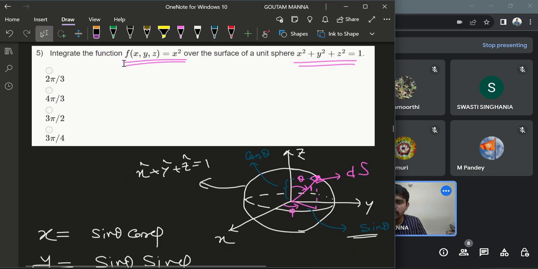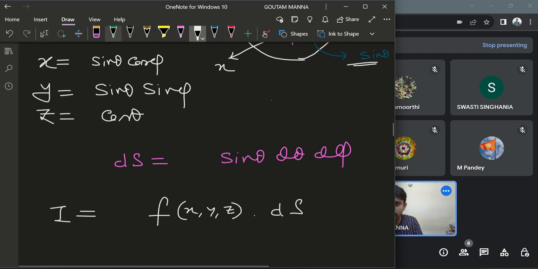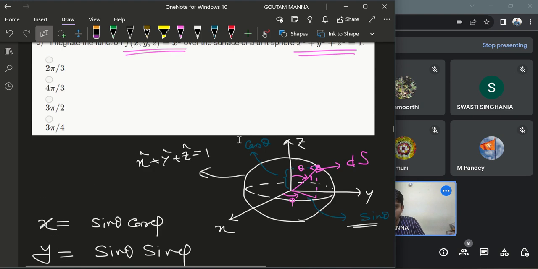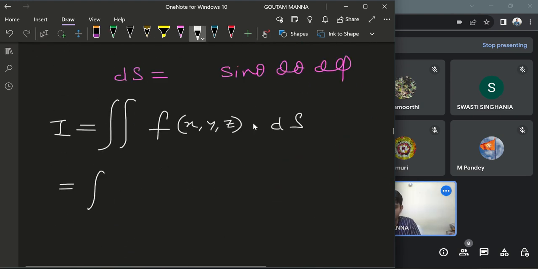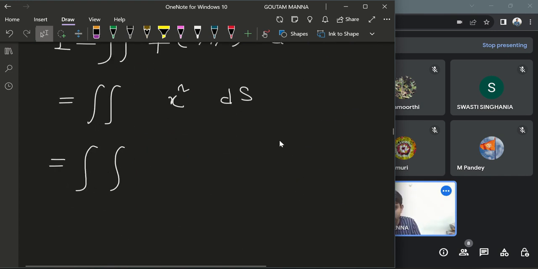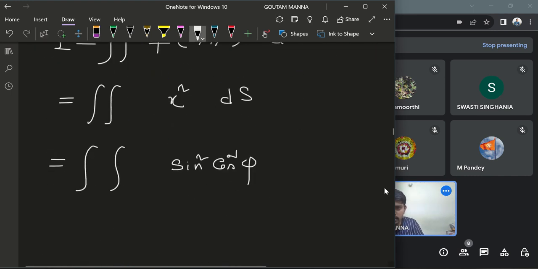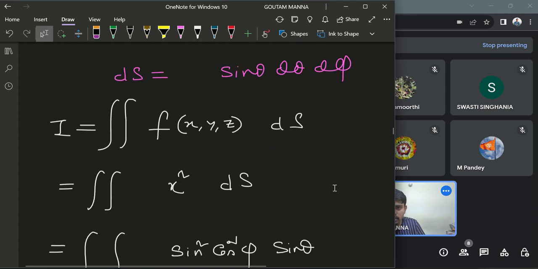And we are asked to integrate this function over the surface. So the integration we are asked to do is I, which is f of xyz times the surface element, and this f of xyz is x square, so x square ds. So ds we are putting in spherical coordinates, so we should also replace our x by the spherical coordinates, and x is sine theta cos phi. So let me replace x as sine square theta cos square phi, and ds is sine theta d theta d phi.